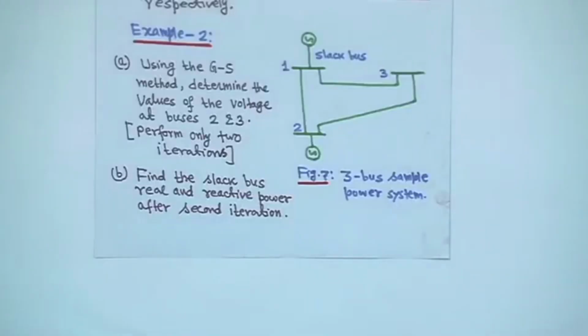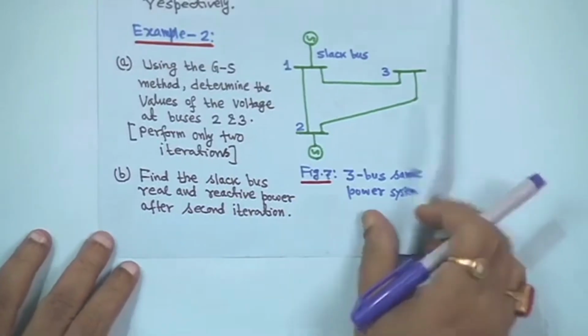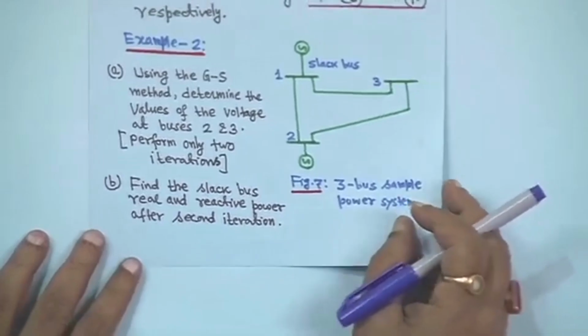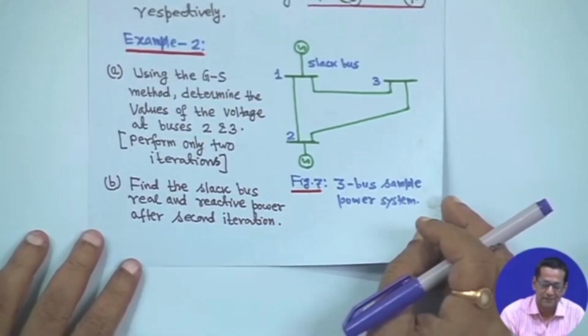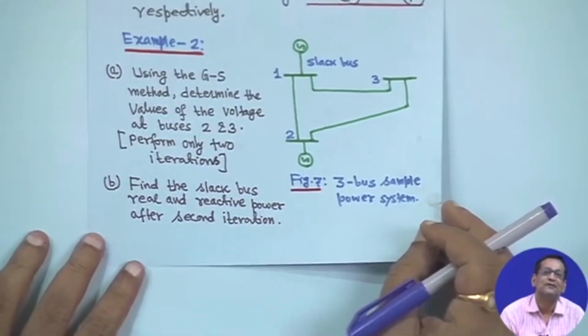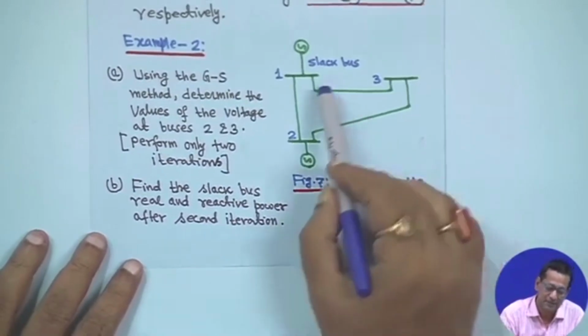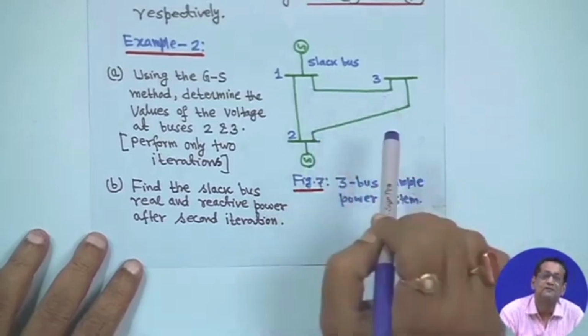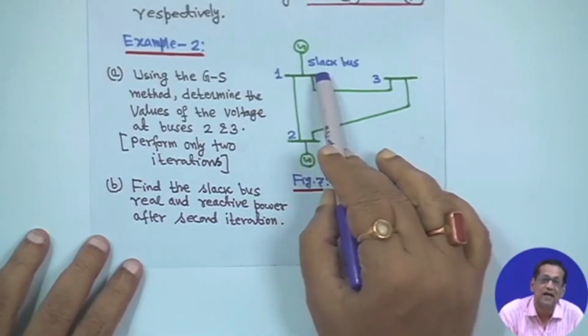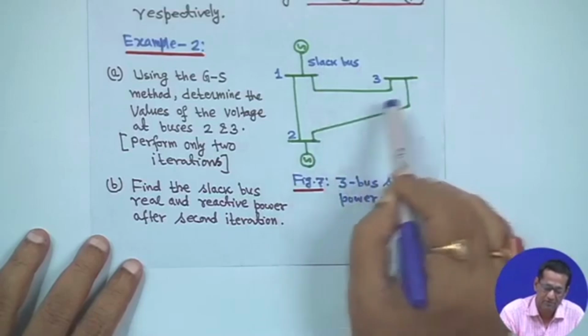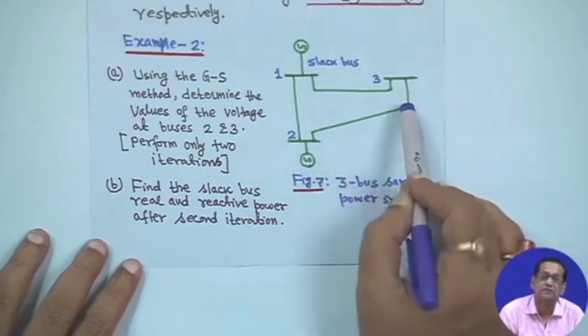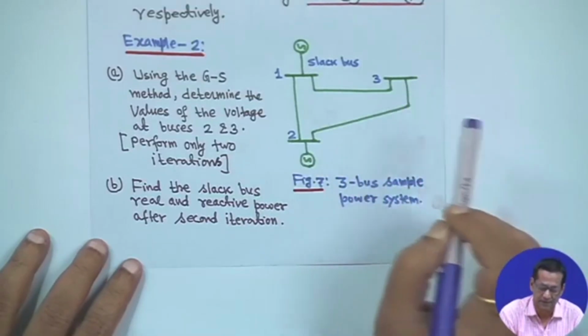So, let us take now an example on the Gauss-Seidel method. We will look at it as a classroom exercise. We cannot consider a large-size problem, for that you need a computer. So, we have taken a 3 bus power system. Bus 1 is a slack bus, and buses 2 and 3 are considered as PQ buses.